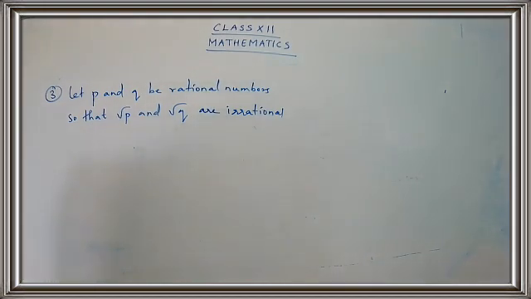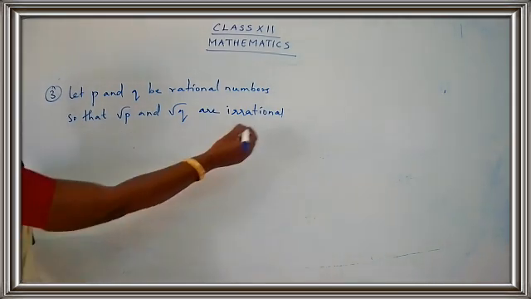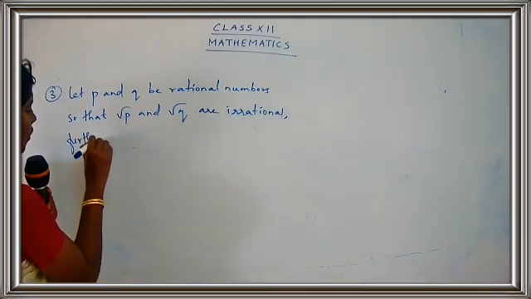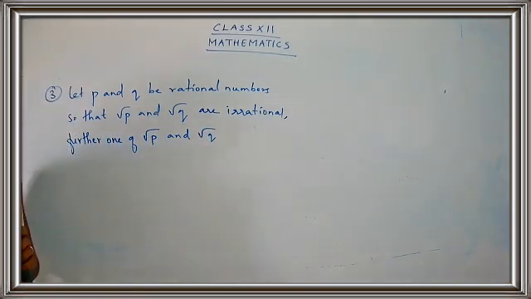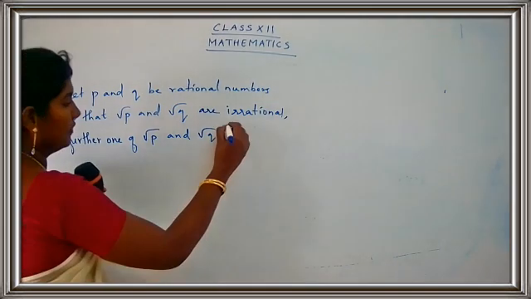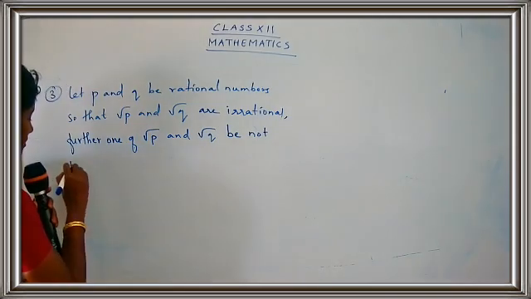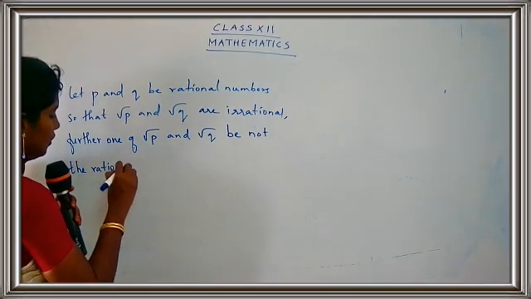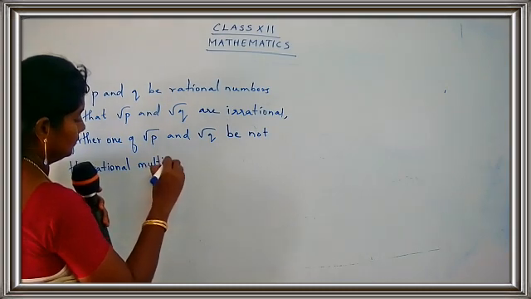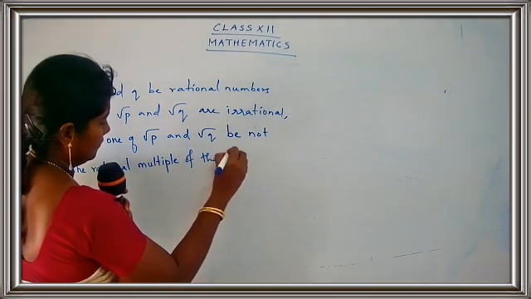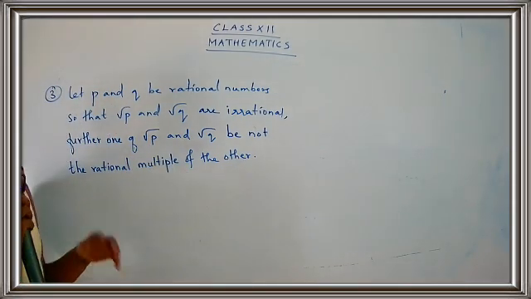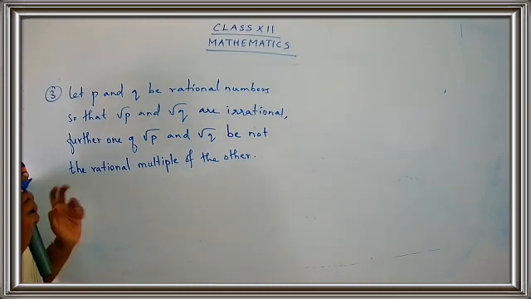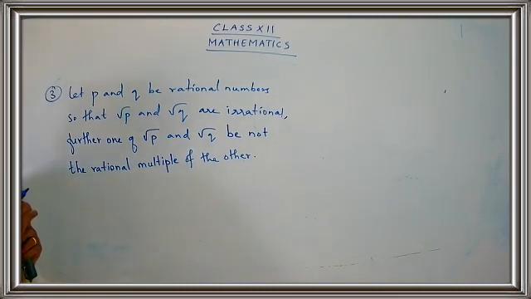They have given one more condition over here. Further, let one of root P and root Q be not a rational multiple of the other. They are not rational multiples. That is, if you multiply these two, you should not get a rational number. You should not get an answer as a rational number. So they should not be rational multiples.